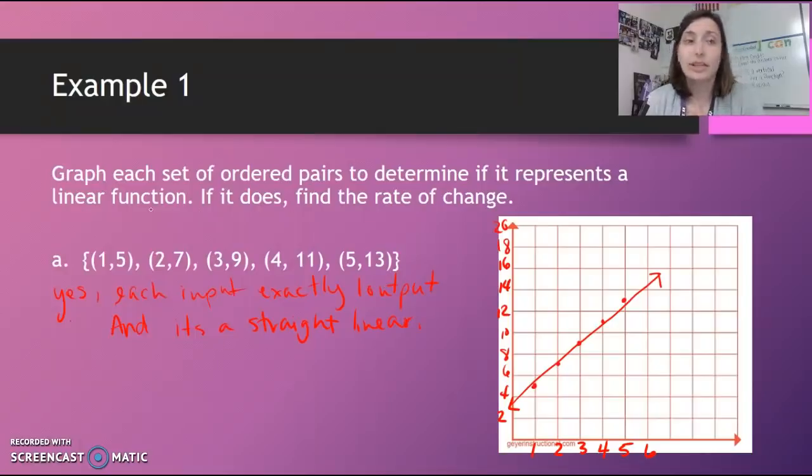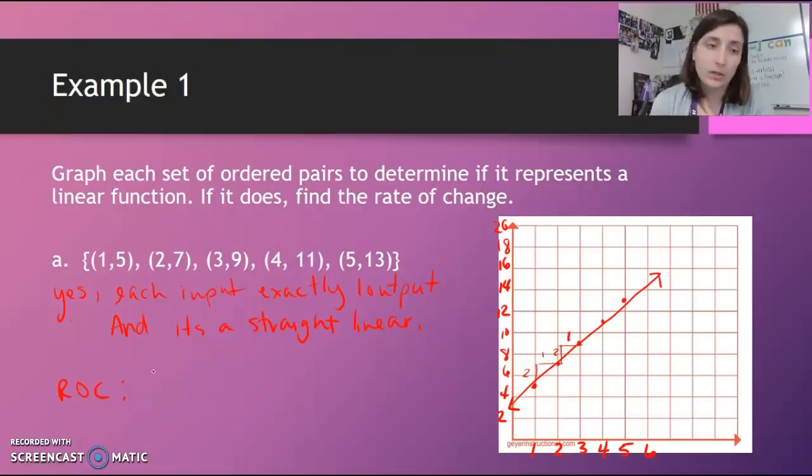Now, because it is a linear function, we can find our rate of change, which I'm going to refer to as ROC. And so I can take any of these 2 points, or I can count. So this would be 1, this would be 2. So we'd go up 2 and over 1, and up 2 and over 1. So I know that my rate of change is 2 over 1, which equals 2.